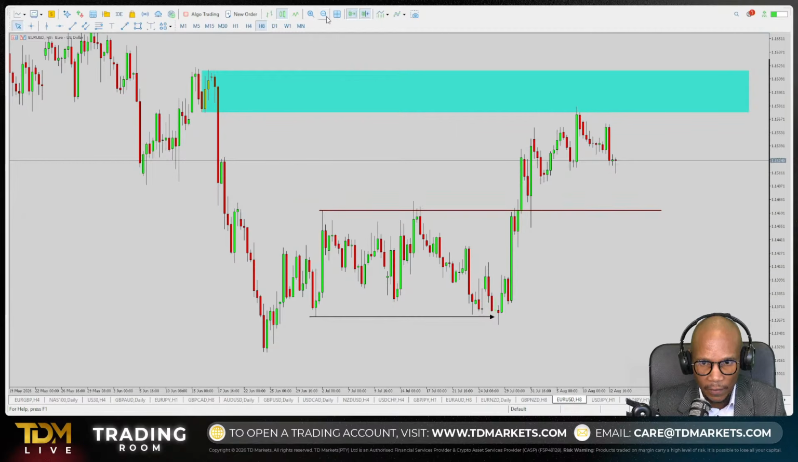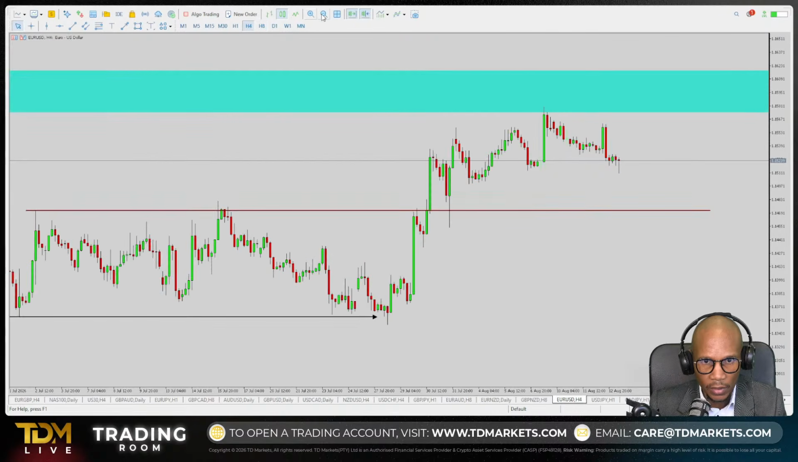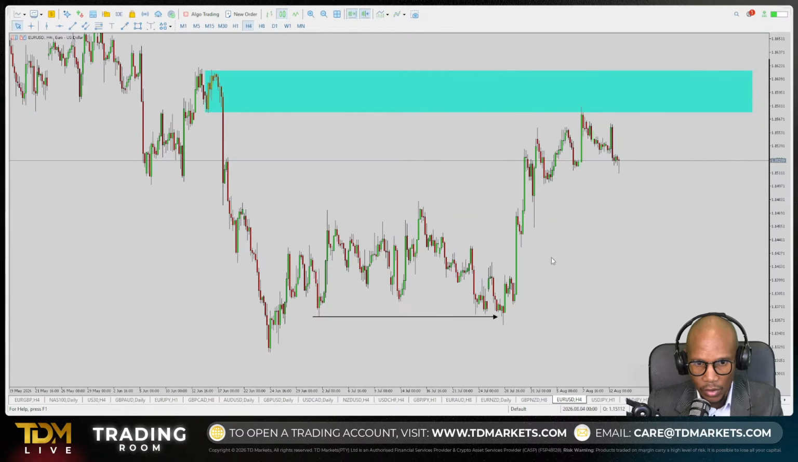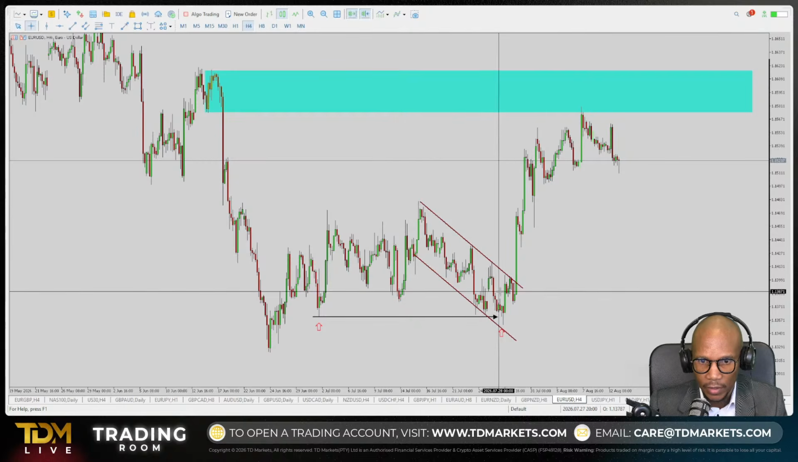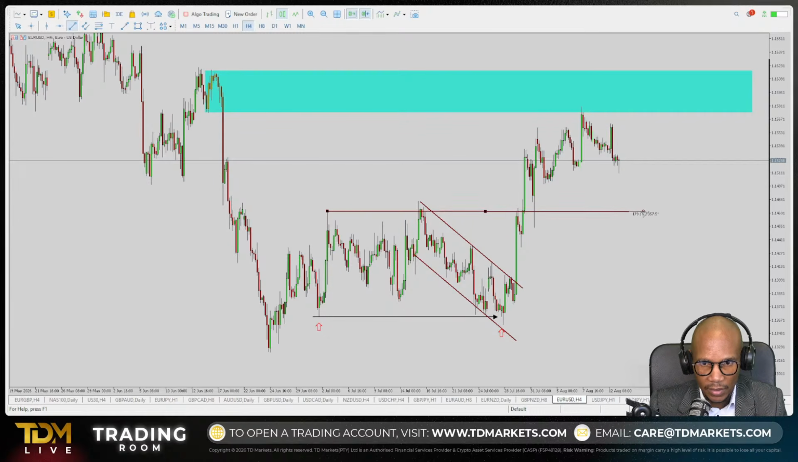Let me go to the 8 hour. All right, so this is what price is doing. It's coming from the structure. You know, there was a nice little channel here. So then price broke towards the upside. It then broke out of this resistance here.